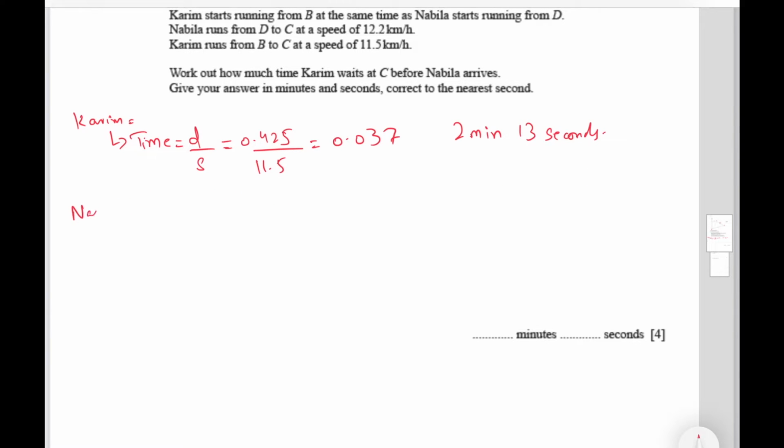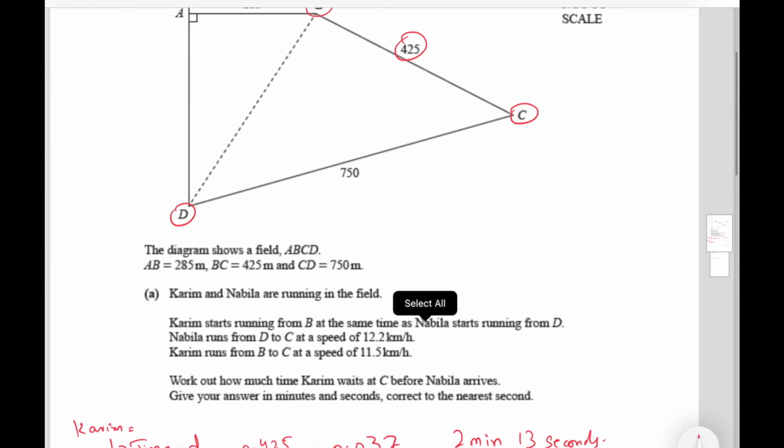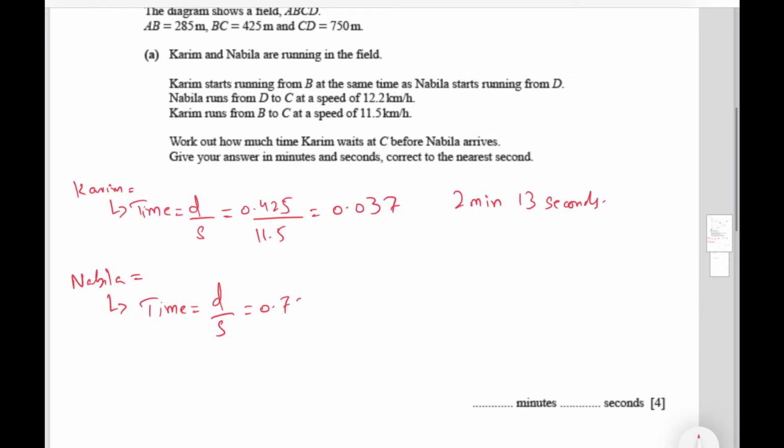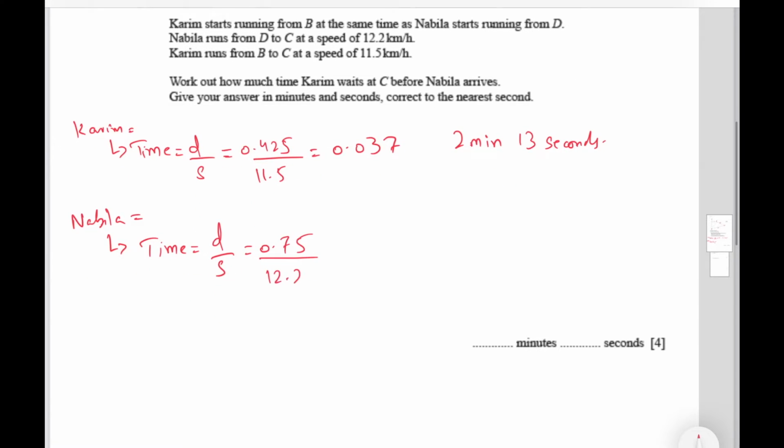For the second one, Nabila, let's see what the time she takes. So Nabila takes time which is equal to D over S. So the distance that she covers is 750 meters over here, which is going to be 0.75 divided by the speed, which is 12.2. Let's see what 0.75 divided by 12.2 is. When we divide 0.75 by 12.2, we end up at 0.062. Okay, if you multiply this by 60, we end up at 3.7 actually. So it's going to be 3 minutes. And then we multiply the 0.69 by 60 and we get 41 seconds.